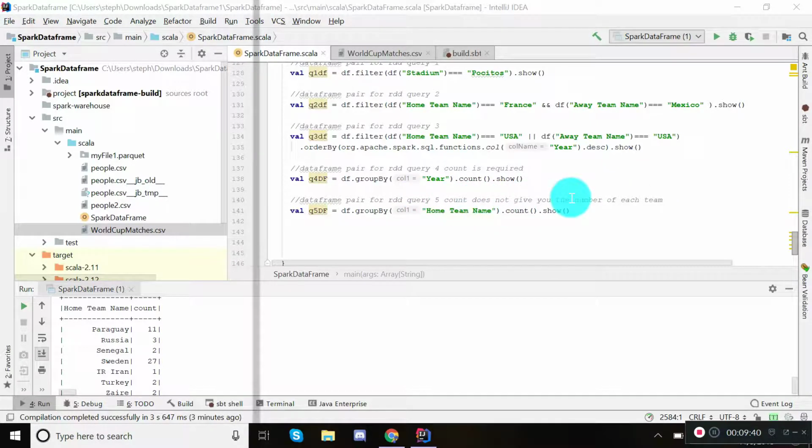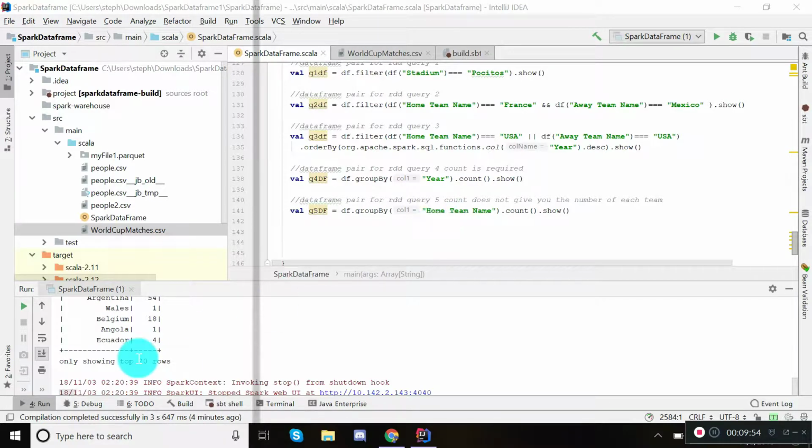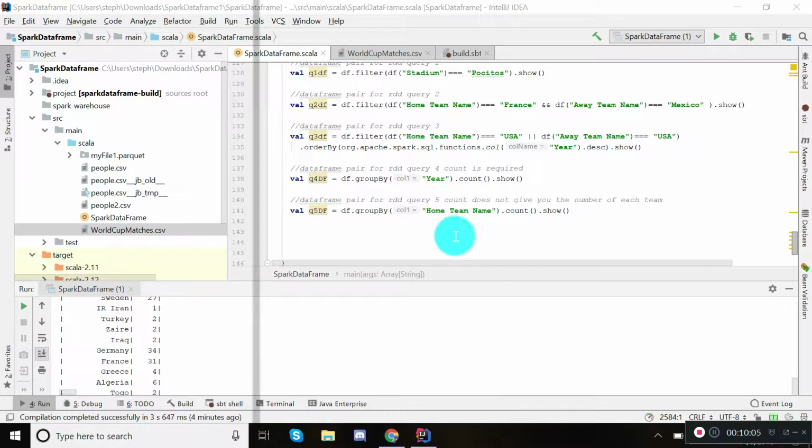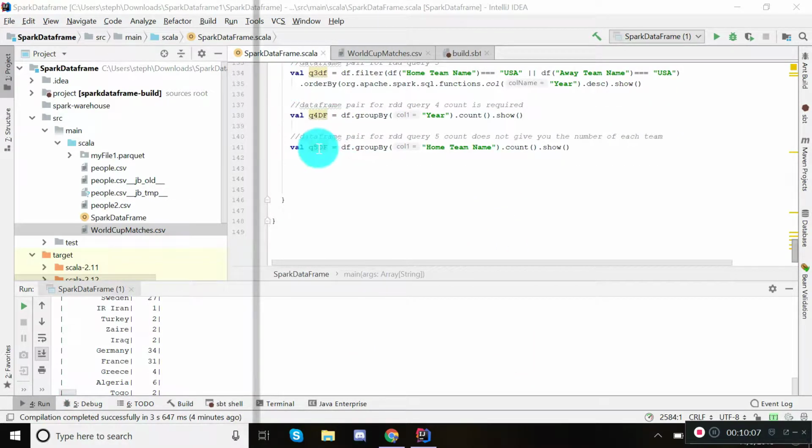It doesn't give you the number of teams. So what I mean by that is, I remember how I said there were 78 teams. This doesn't tell you how many are in total, and I couldn't figure out a way to count how many of these there are. So it will group them and then count each of them, but it won't group them and then count how many in total. So that was the difference I noticed between the RDD and the data frame query.